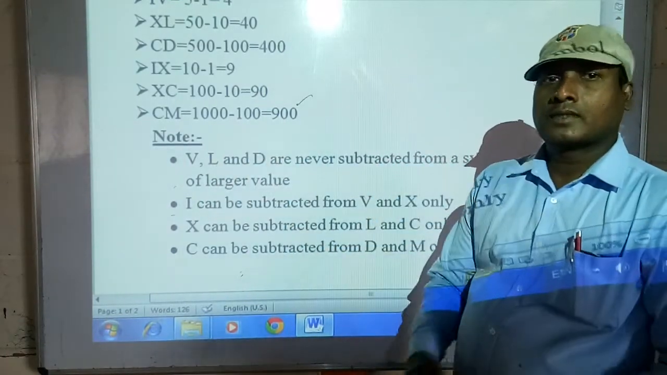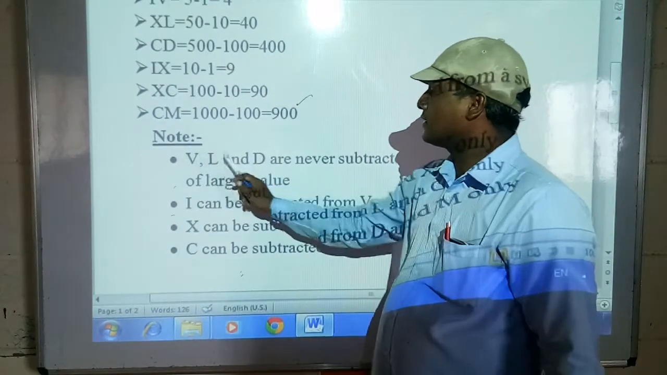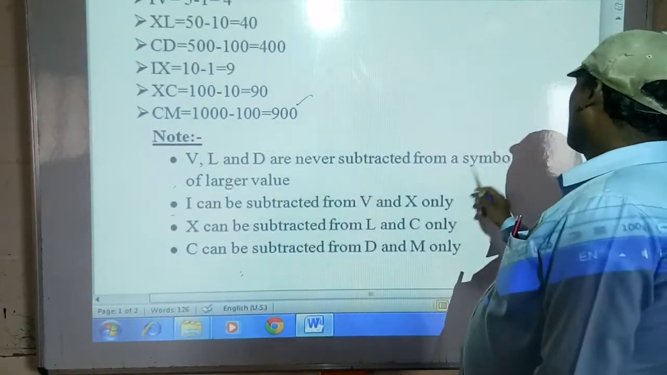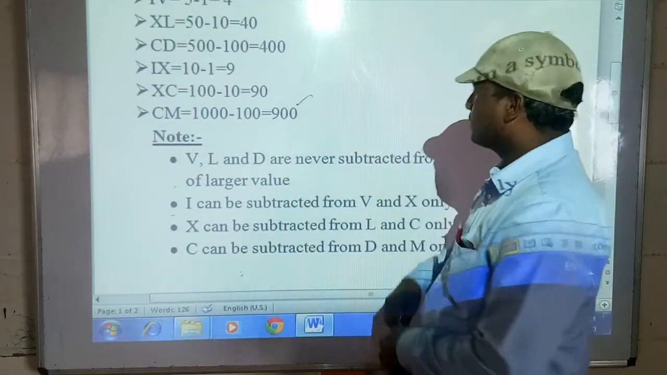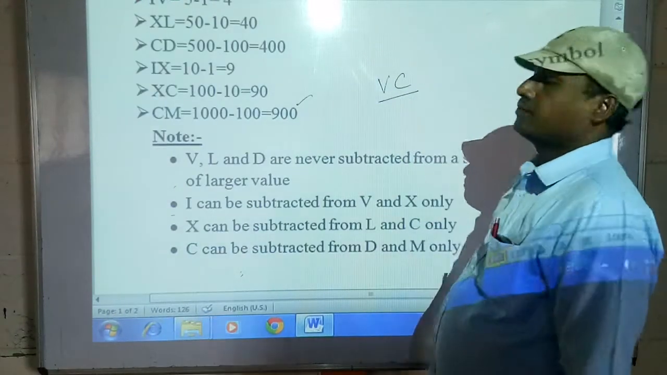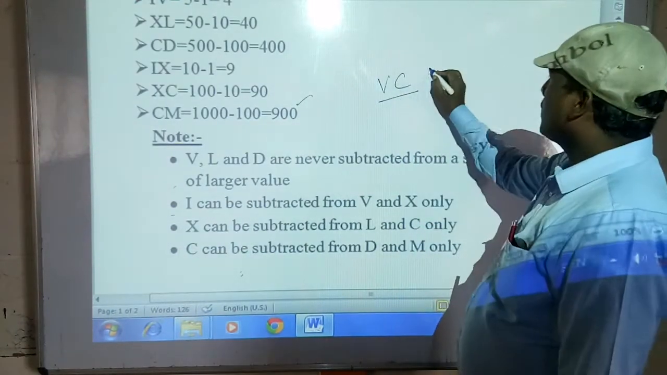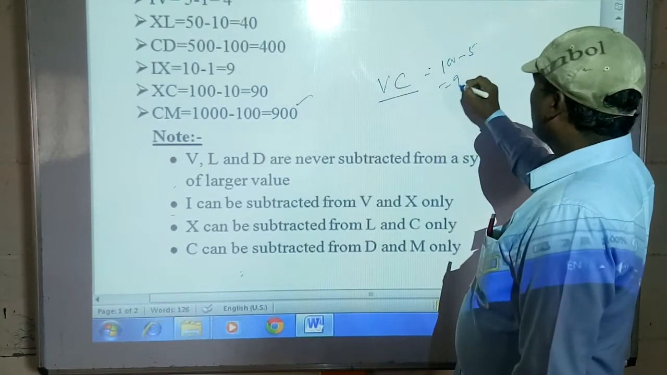VLD. Remember, students: V, L and D. These 3 values are never subtracted from a symbol of larger value. Suppose, like this, VC. That means you don't have to subtract 100 minus 5 to get 95.